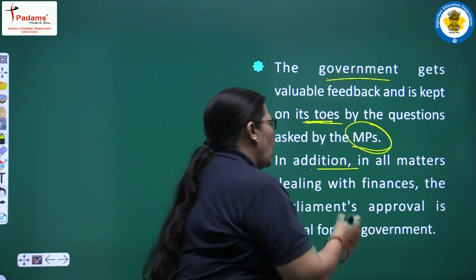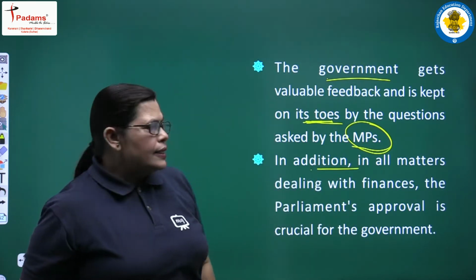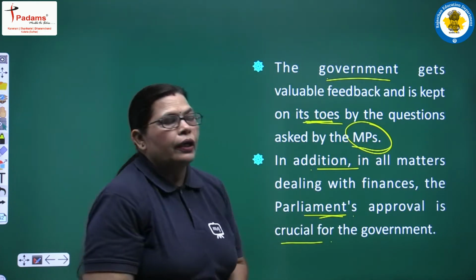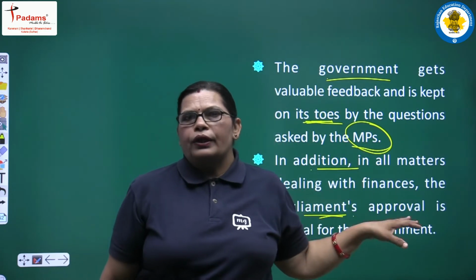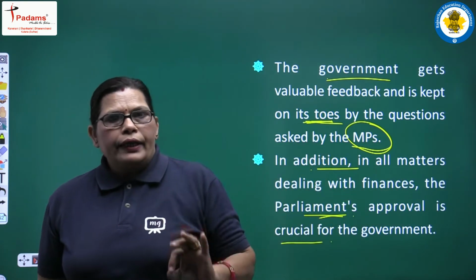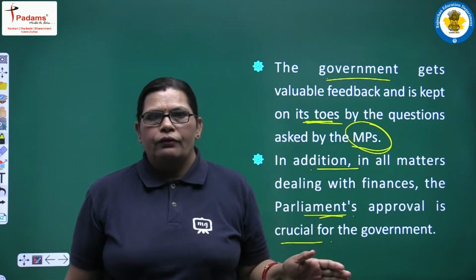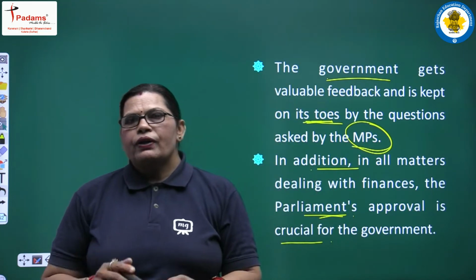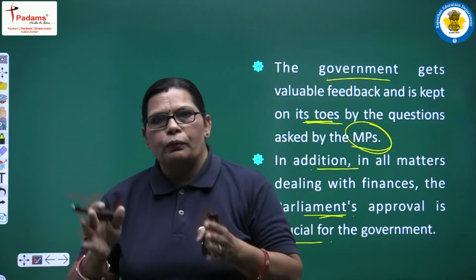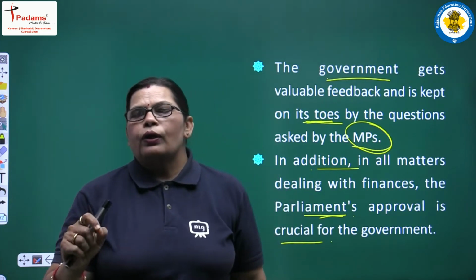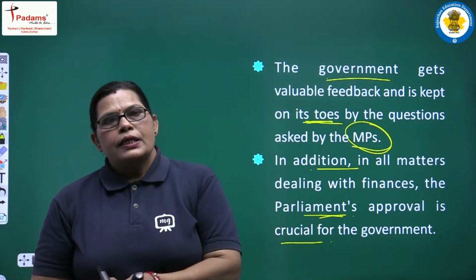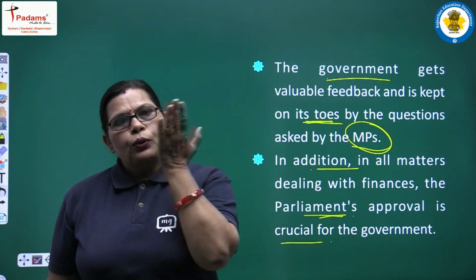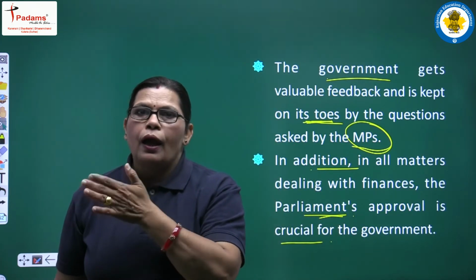In addition, in all matters dealing with finances, the parliament's approval is crucial for the government. Yes, this one is also an important issue. If any financial matter is related, then what happens, students? हमने बात की तीन चीज़ों की. Yes, we had discussed the President, Lok Sabha and Rajya Sabha. Then only and only the finance bill is allowed and passed by the Lok Sabha. No need to go to the Rajya Sabha for the approval.